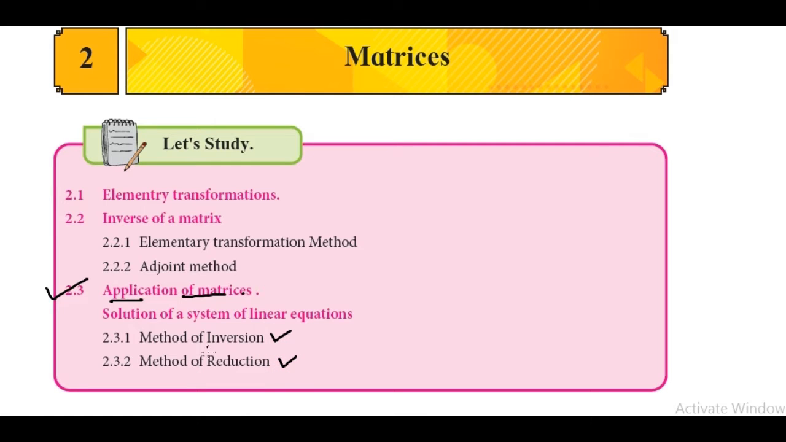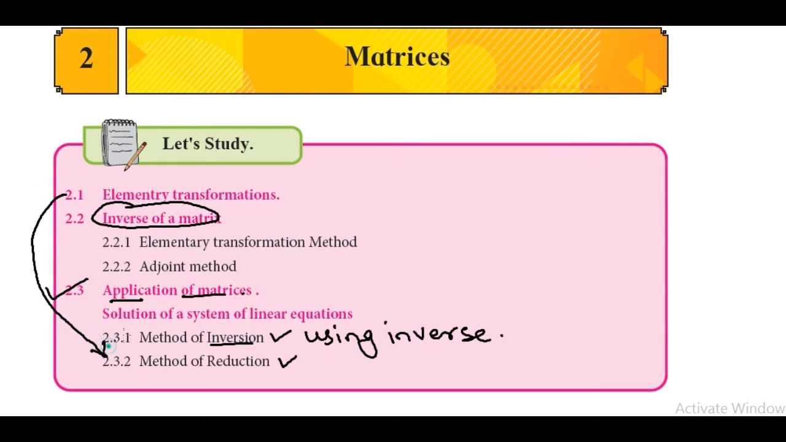of reduction. For method of inversion, it means we will be using inverse that we will learn from unit 2. Okay, and for method of reduction, we will be using elementary transformation. Now let us come to unit 2.2. In inverse of matrix, there are again two methods, that is elementary transformation and adjoint method.